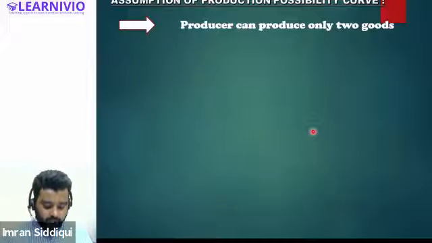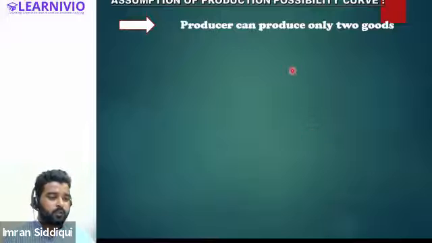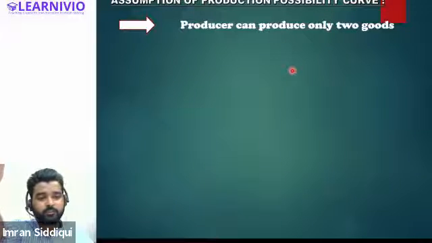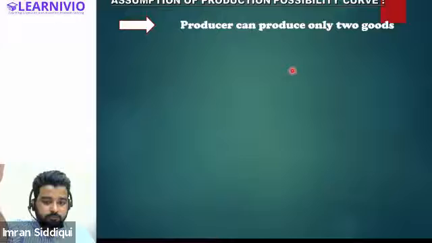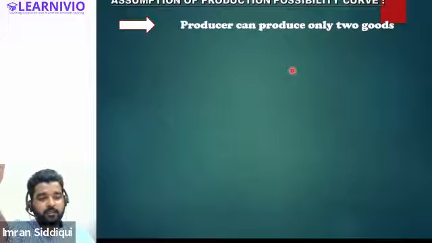Can any one of you please tell me why the producer can produce only two goods? Why have we assumed that the producer will be able to produce only two goods? Can any one of you tell me, Mehjabi, Samiksha, or Steve? Why can the producer produce only two? Why have we assumed that the producer can produce only two goods? There is a very simple reason.